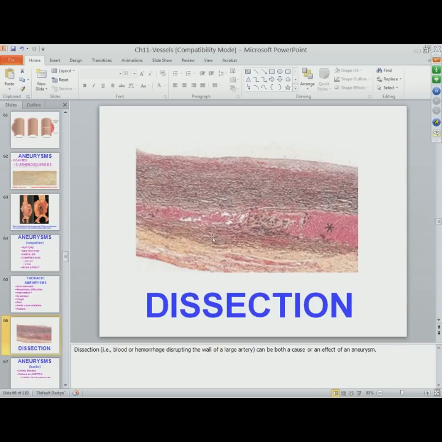And look, there's elastic fibers below it, and there's elastic fibers above it. And I'm thinking this is probably the endothelial surface here. So we got something that's dissecting right through the middle of the wall and further weakening it.